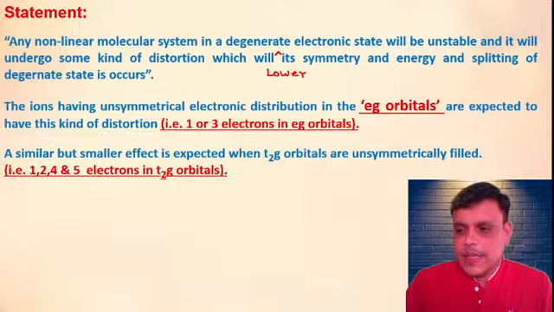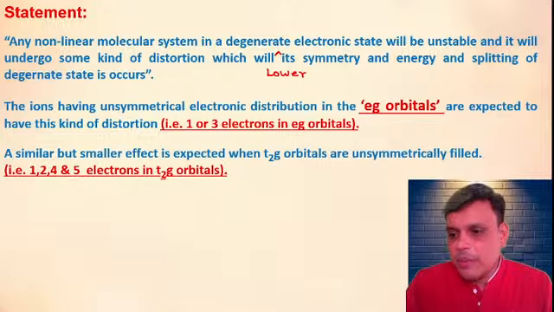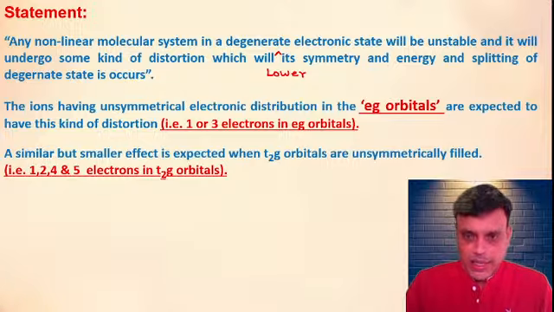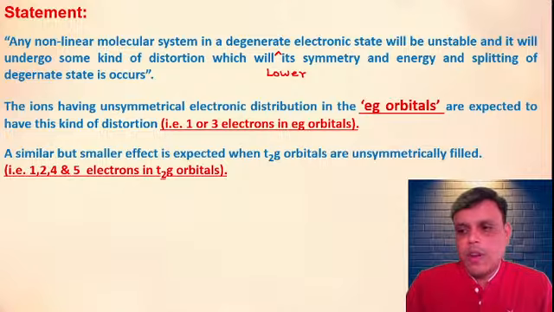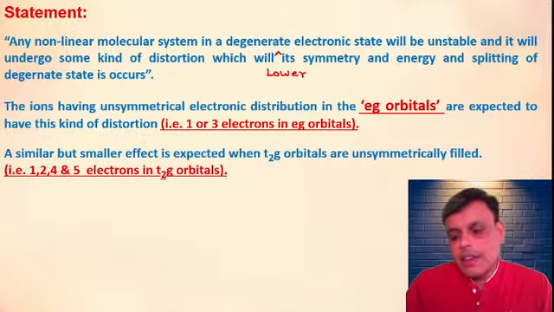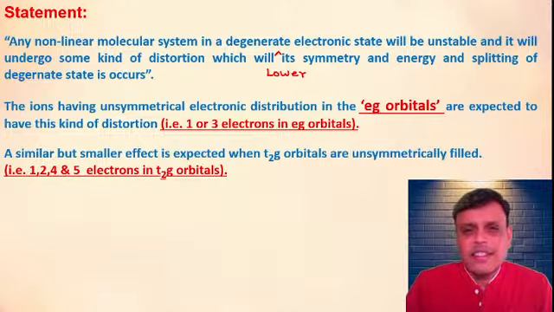Anybody knows the answer? Please tell me. Because Eg orbital is higher in energy and more stabilization is required. Not exactly correct. Why is the magnitude of Jahn-Teller distortion in case of Eg orbital more as compared to the T2g orbital? Eg is higher in energy. No. Why is it higher in energy? Tell me now. Why is the Eg orbital higher in energy?